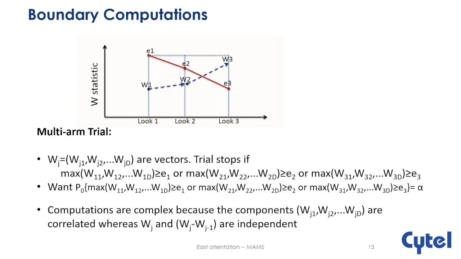And again, what we want is that under the null hypothesis, the chance of this happening will be equal to alpha. Computations now are a little bit more complex because the components of the vector itself are correlated, but we still have the independent increment property between the vector and, of course, the increment to get to that vector. So this is, in a nutshell, the theoretical background behind this. This is what is involved when we want to calculate the efficacy boundaries.